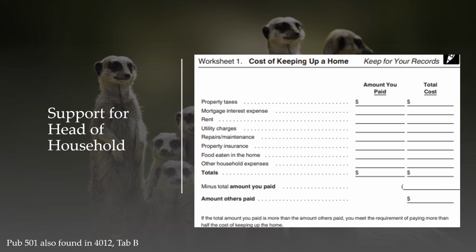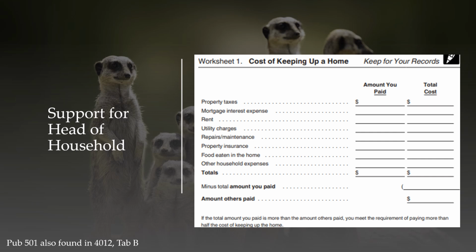So things like clothing are not part of the household support. It's just these things like, you know, property taxes, mortgage, rent, utilities, repairs and maintenance. Food does count, and other kinds of household expenses. So not individual expenses, but household expenses.